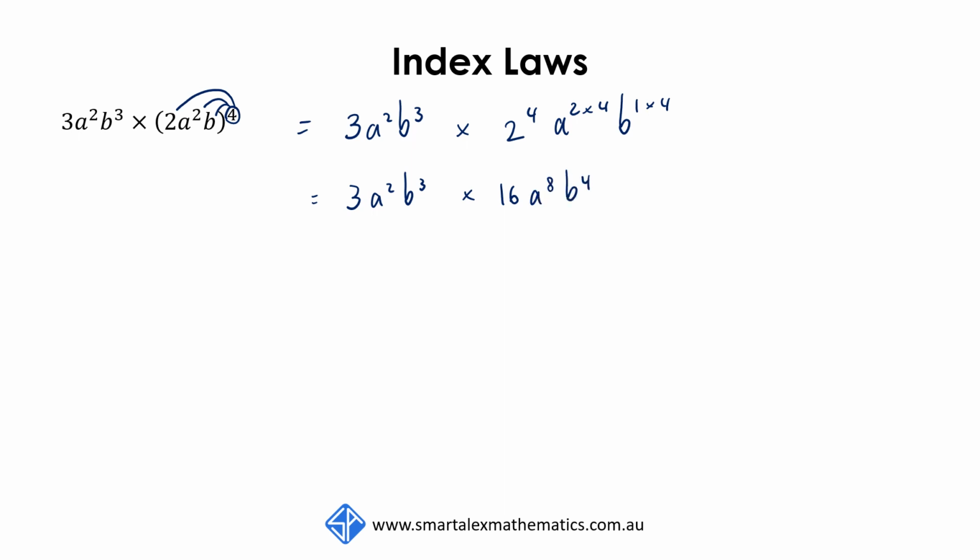Our next step now is to multiply these new terms together. 3 times 16 is going to give us 48. A squared times a to the 8, that's a to the power of 2 plus 8. B cubed times b to the power of 4 is b to the power of 3 plus 4. And all of this evaluates to 48, a to the 10, b to the power of 7.